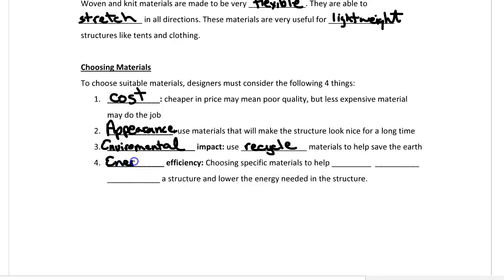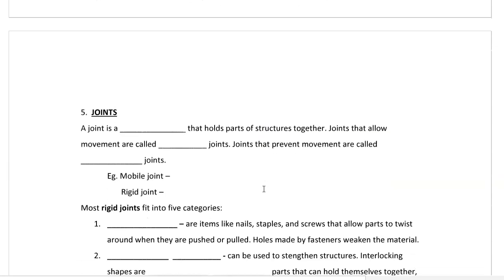Another one, in some cases, is going to be the energy efficiency. Now, this depends on what you're looking at, may or may not be a factor, which is why we list it fourth. But choosing specific materials may help to keep heat inside a structure. I forgot the word keep. That's the third blank. Keep heat inside a structure and lower the energy costs needed in a structure. Okay, so that energy efficiency is something that we actually talked about in the last unit.